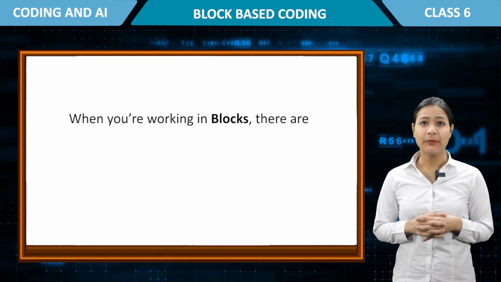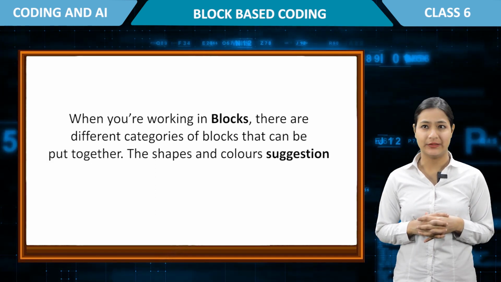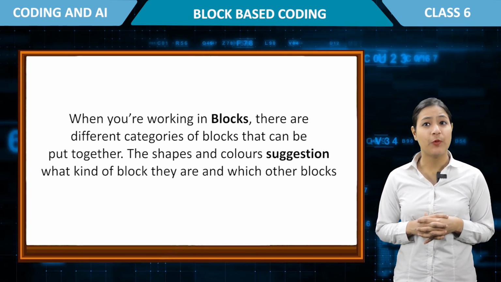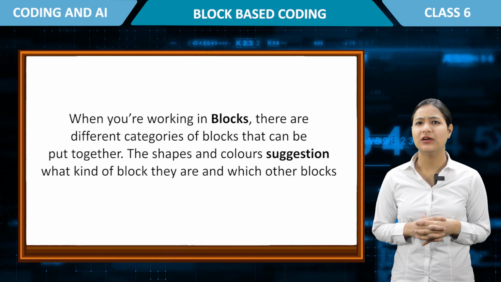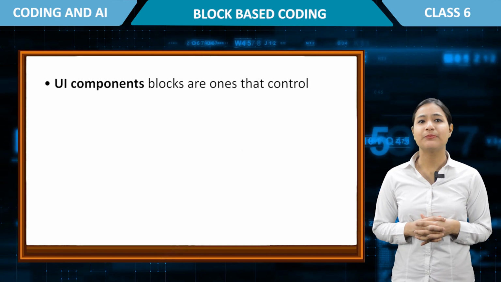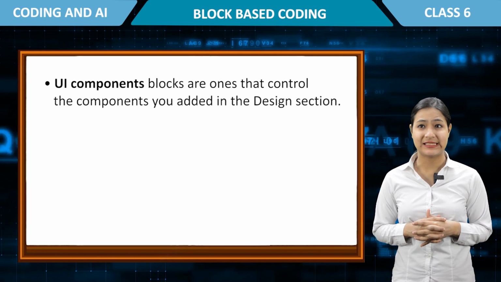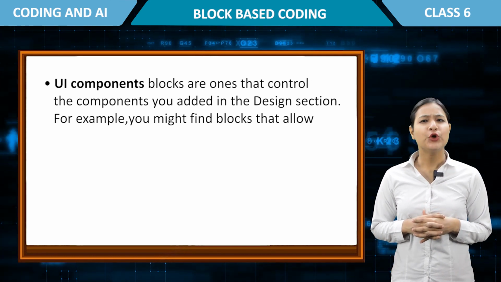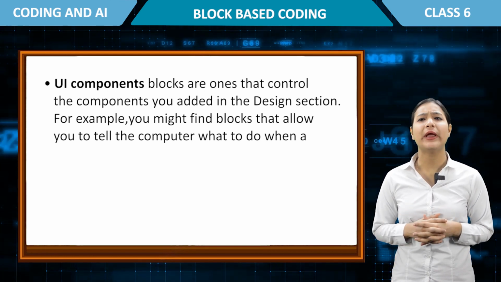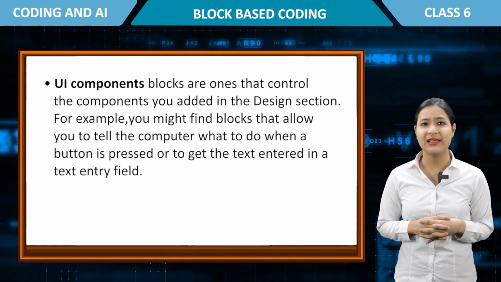When you are working in blocks, there are different categories of blocks that can be put together. The shapes and colors suggest what kind of block they are and which other blocks they might be able to connect to. UI component blocks are ones that control the components you added in the design section. For example, you might find blocks that allow you to tell the computer what to do when a button is pressed or to get the text entered in a text entry field.